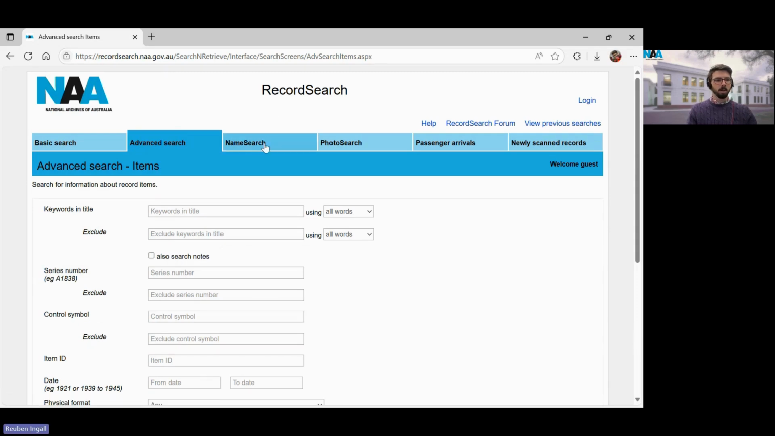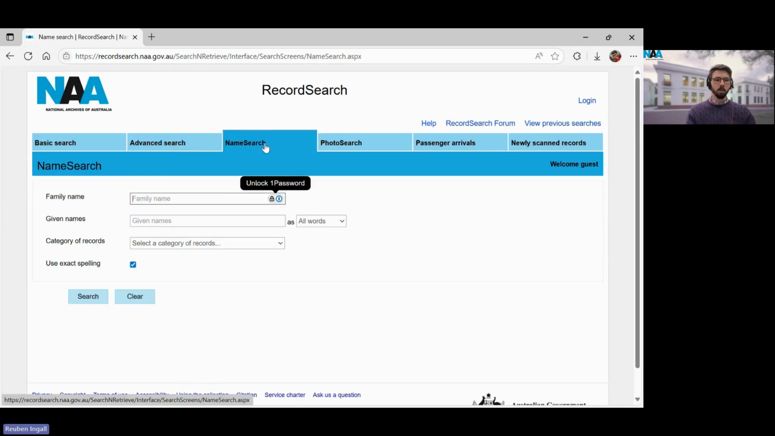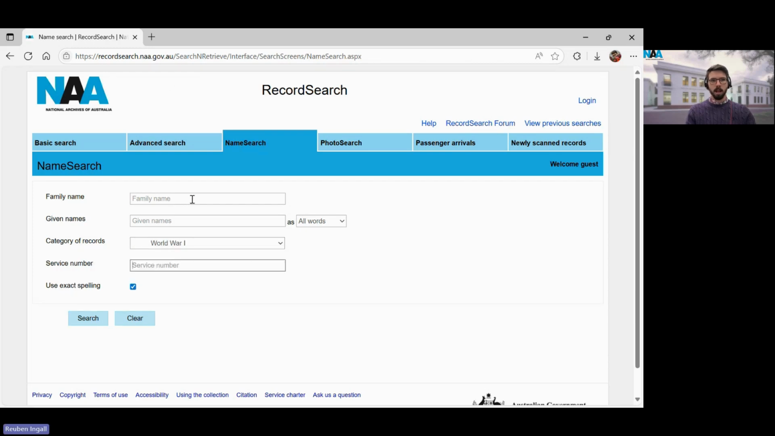The next tab, Name Search, is geared towards searching for records about individuals, and the drop-down list of categories here will restrict your search to selected series. For example, if we go ADF to Army to World War I and try a name, we'll be getting results that are just within those few series of World War I service records. Now, a lot of records may not include a full first name on them, so you can try putting an initial when you're searching.